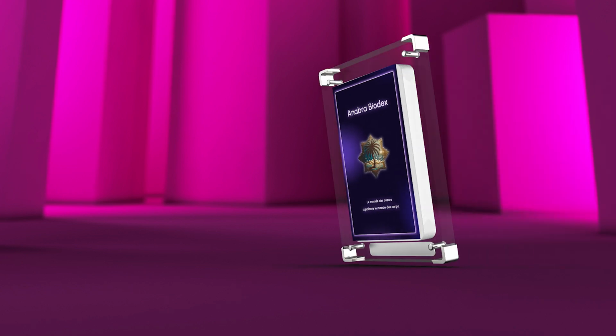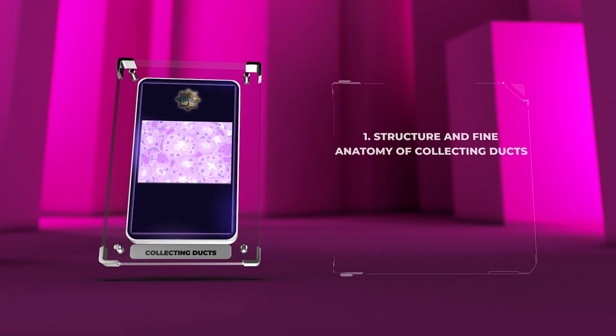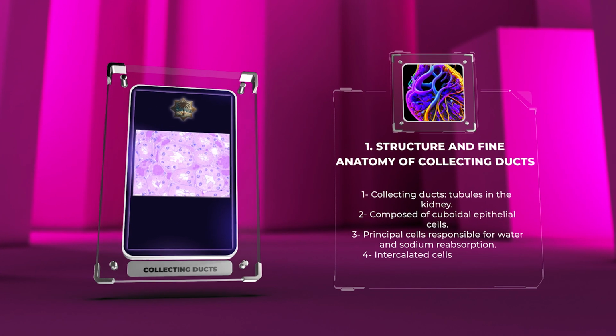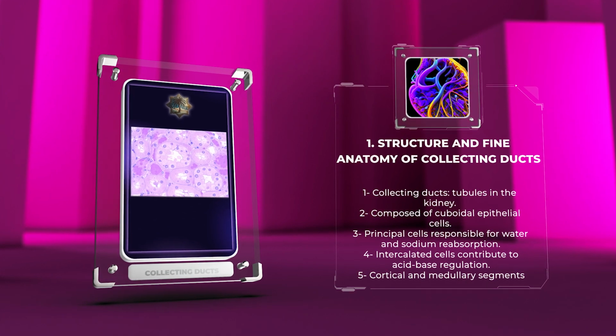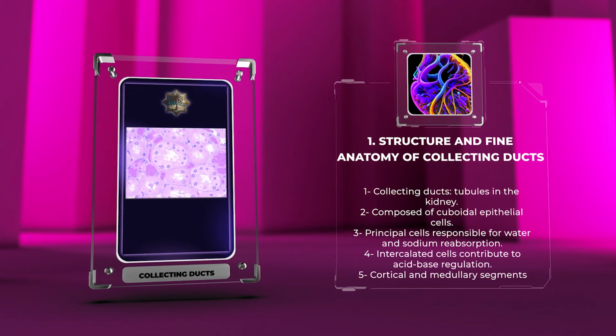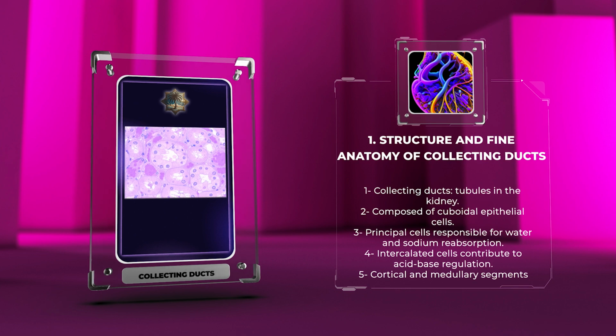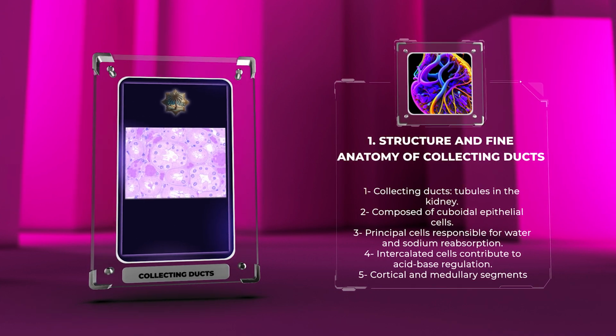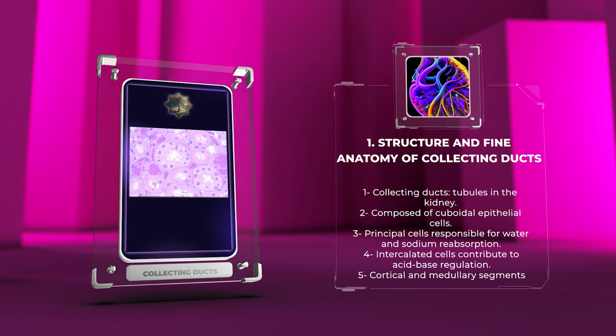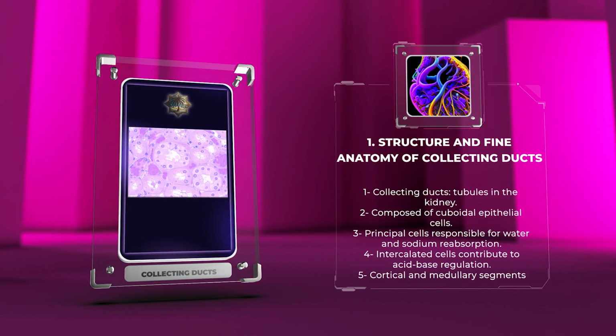The collecting ducts are tubules in the kidney that receive filtrate from the distal convoluted tubules. They are composed of cuboidal epithelial cells, with principal cells responsible for reabsorption of water and sodium, and intercalated cells contributing to acid-base regulation. The collecting ducts have cortical and medullary segments with regional differences in cell morphology and function.